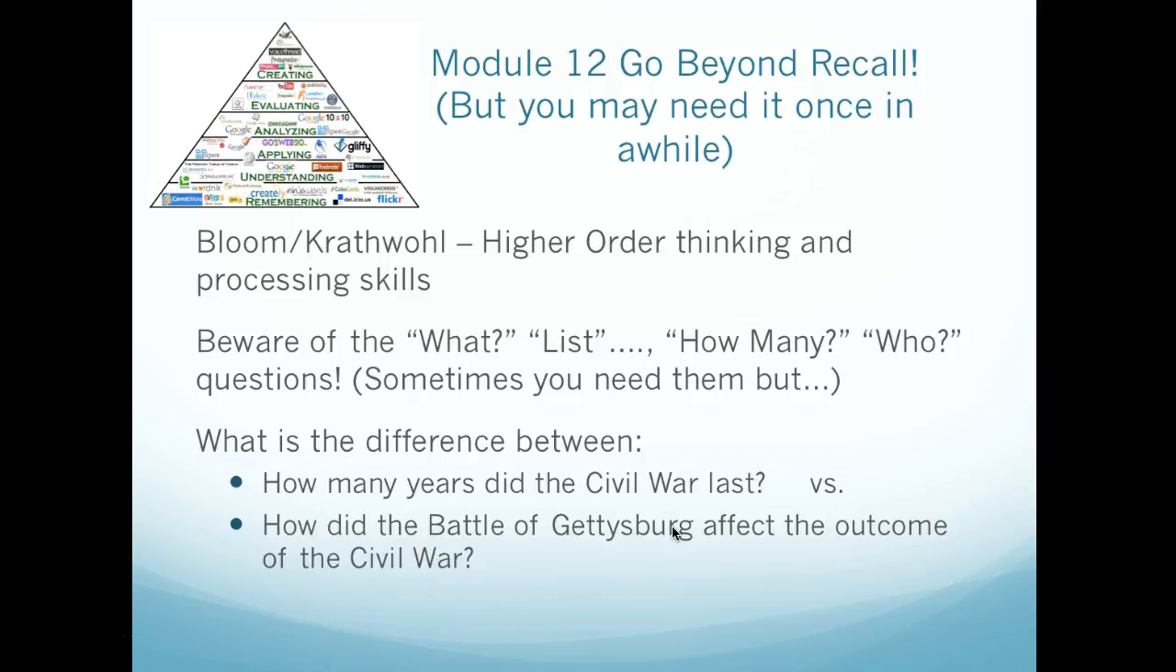How did the Battle of Gettysburg affect the outcome of the Civil War? However, it requires the students to really apply their knowledge and extend their answer to demonstrate their understanding. So think about when you're developing tests in general, what you really want students to do and how you really want them to show you that they understand and can apply what they've learned.